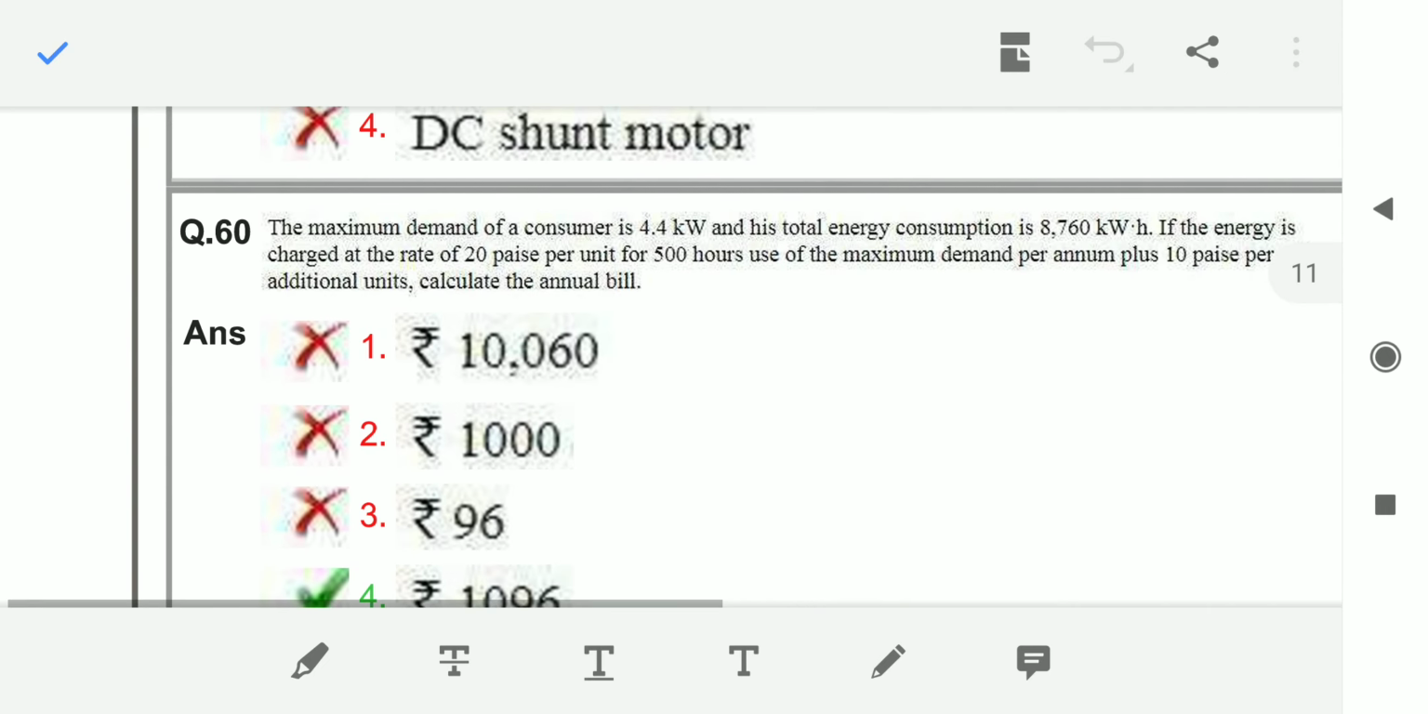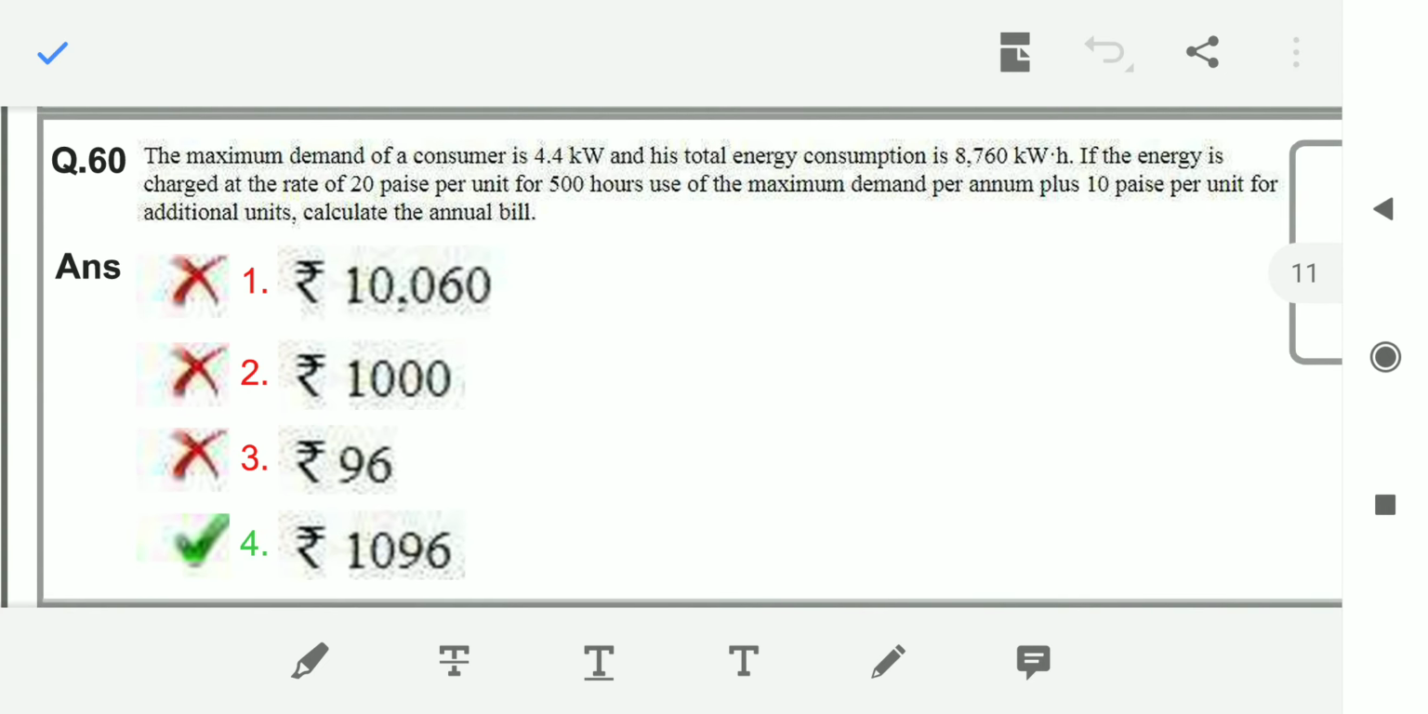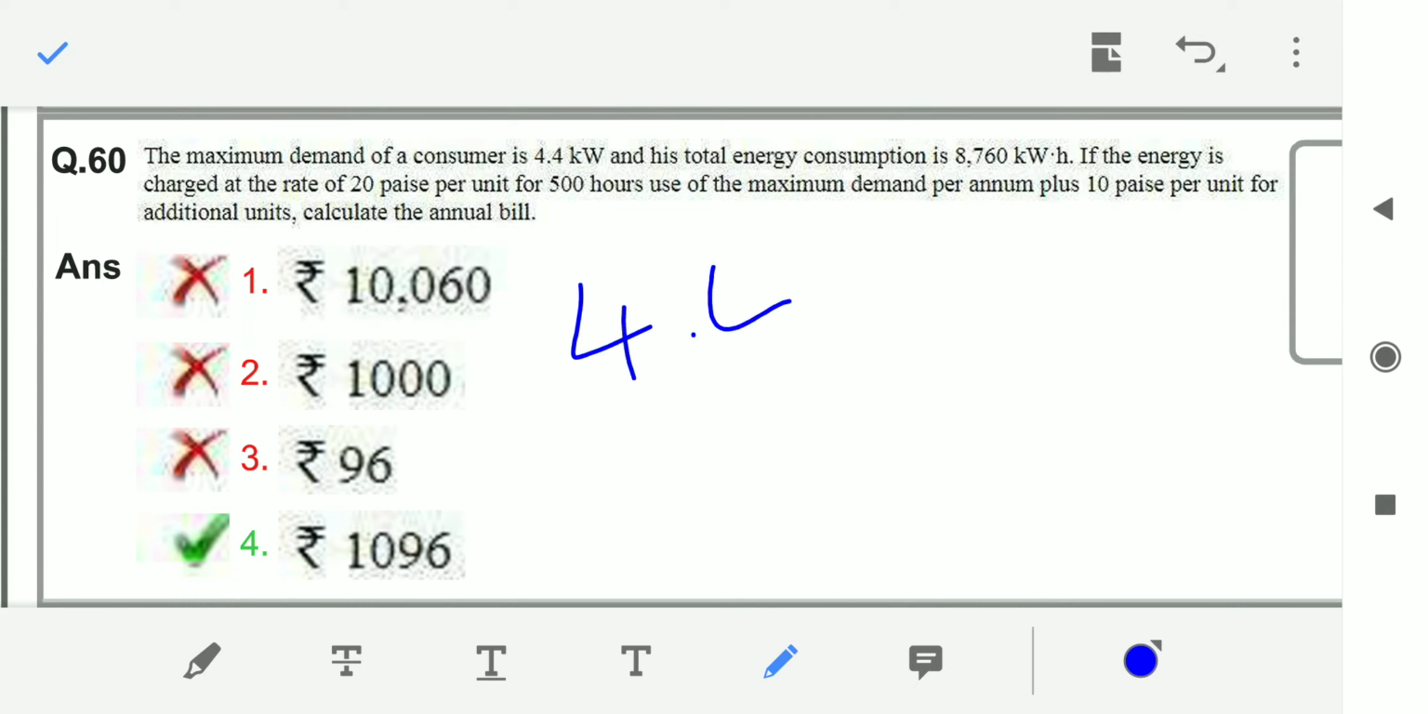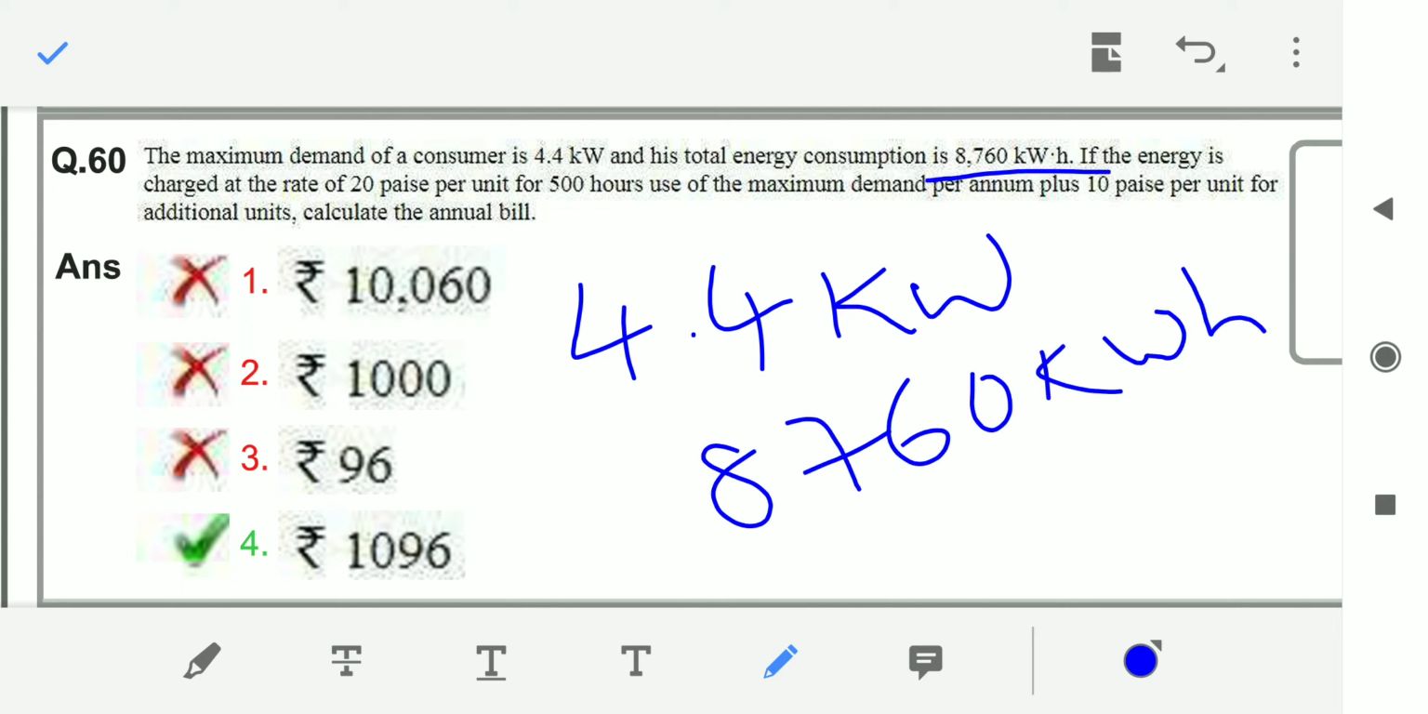And coming to question number 60, the maximum demand of the consumer is 4.4 kilowatts, and the total energy consumption is 8760 kilowatt hours. If the energy is charged at 20 paisa per unit for 500 hours of your maximum demand per annum plus 10 paisa per unit of additional units, calculate the annual bill.